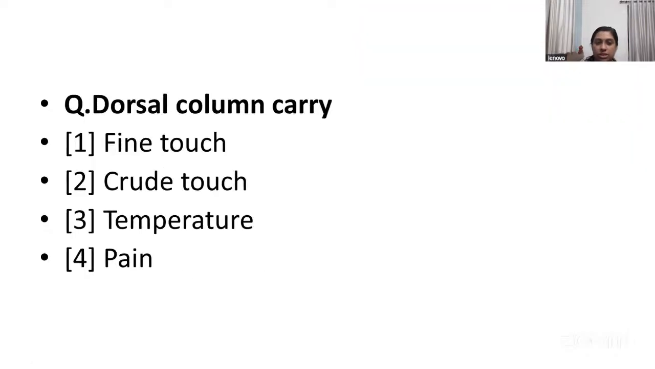Next is dorsal column carries. It's a part of the spinal cord.